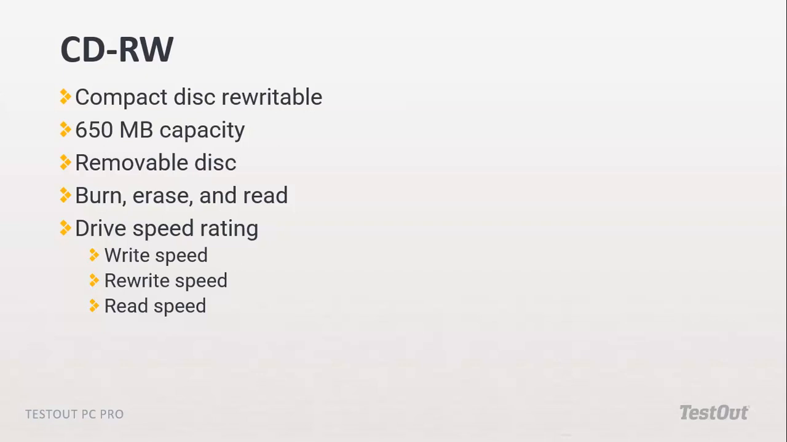Next is a CD-RW, which stands for compact disk rewritable. It has a capacity of 650 megabytes, and it's a removable disk, which means we can burn, erase, and read. When we write data onto the CD, we can wipe it completely, and then write another thing inside, and read from it as well. So the drive speed rating, when we are rating the drive, we have to read it according to the write speed, the rewrite speed, and even the read speed.